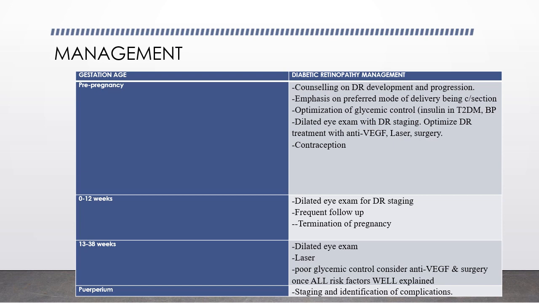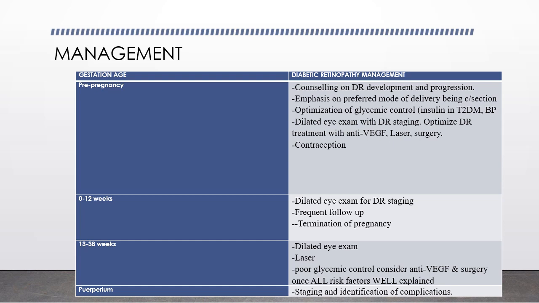Before someone gets pregnant, there has to be optimization of glycemic control. Most importantly, a dilated eye exam needs to be done and the retinopathy staged. This is to optimize the treatment of retinopathy in this pre-pregnancy step using either laser surgery or anti-VEGF. Contraception is also advised.